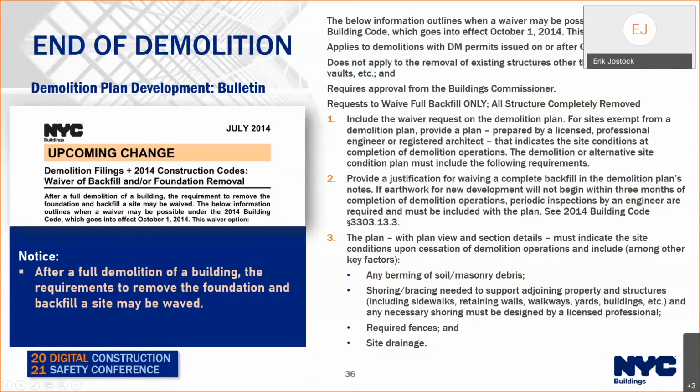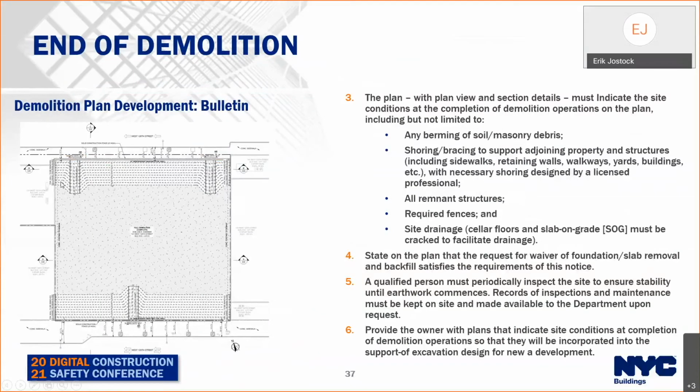So if you want to not backfill the site, there are notes for that. And this can be done on the demolition plan. So here on the left is an example of an end of demolition plan. It indicates the berming. It indicates the areas where the foundation is to remain. You need to indicate any shoring or bracing to support adjoining property and structures. You need to indicate all the places where the foundation is to remain, any fences, site drainage. So you need to indicate that the slab will be cracked to prevent water accumulation. There are some notes you need to add about periodic inspection of the site if the new work is not to commence within a certain time period.